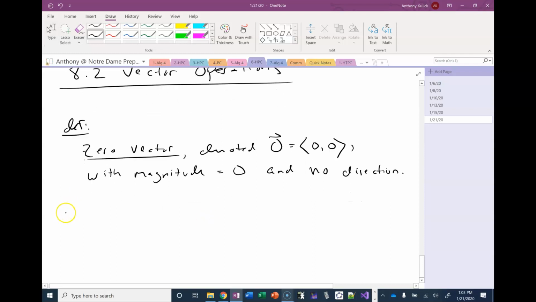All right. Next thing here is vector addition.